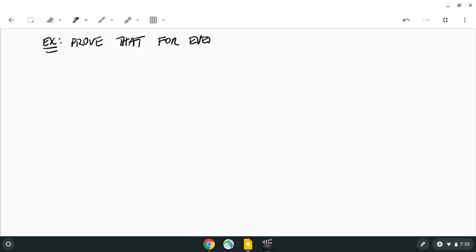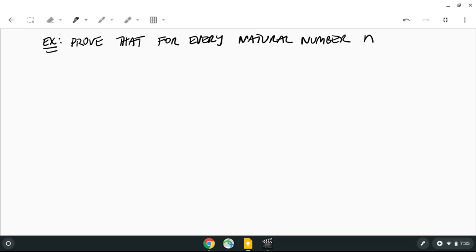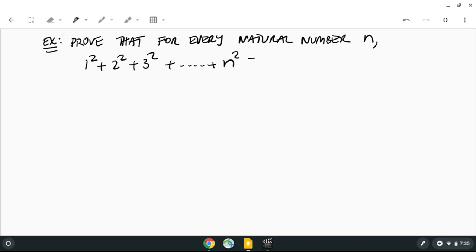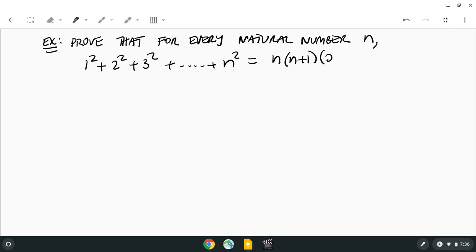Okay, prove that for every natural number n, 1 squared plus 2 squared plus 3 squared plus ... plus n squared equals n times n plus 1 times 2n plus 1, all over 6.